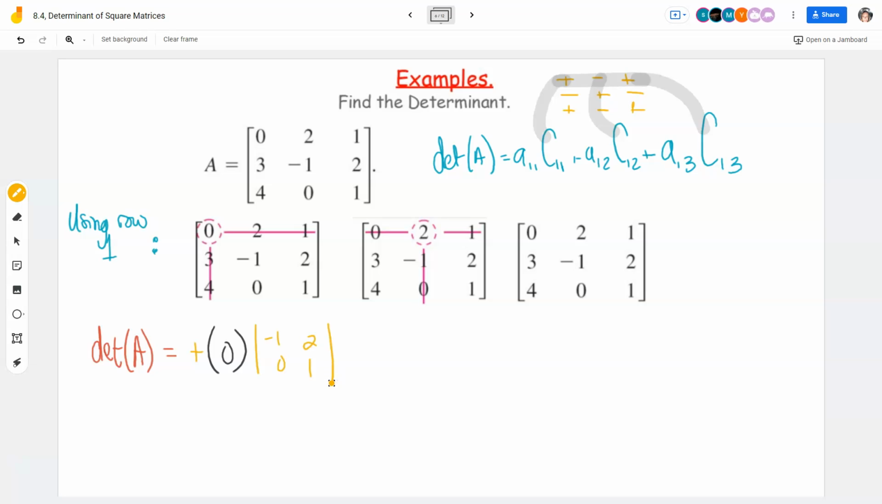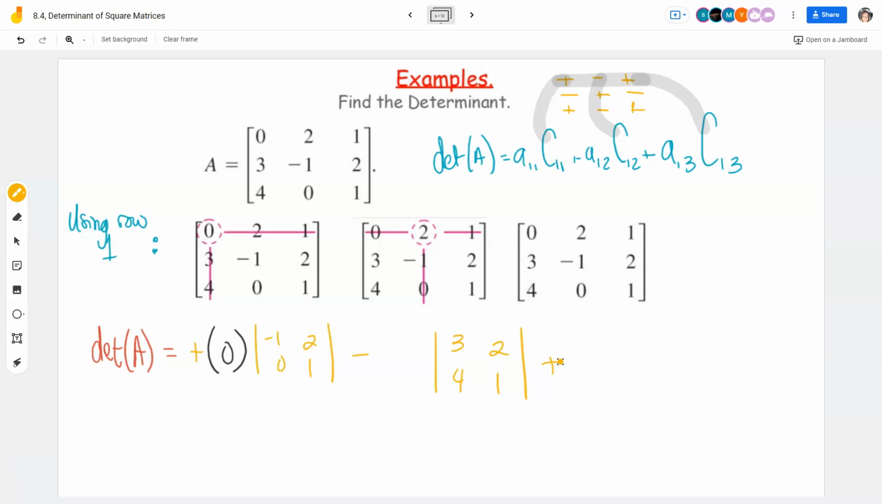I'm showing you the formula. Then I'm going to be doing a minus with the other cofactor, cofactor 1, 2, which is a minus with the minor 3, 2, 4, 1. Then I'm doing the last cofactor, which is going to be a positive with the minor.